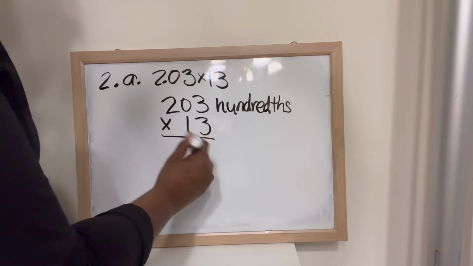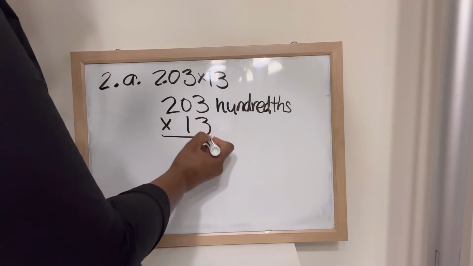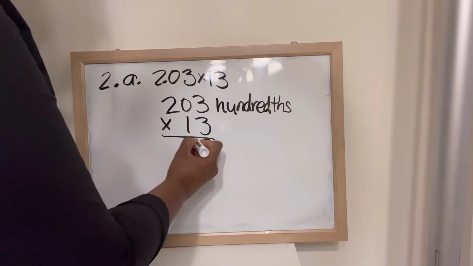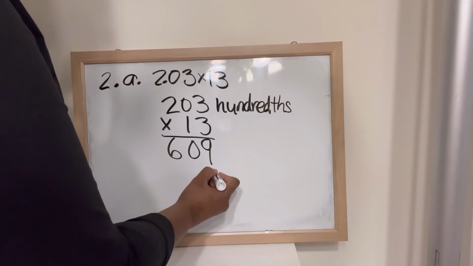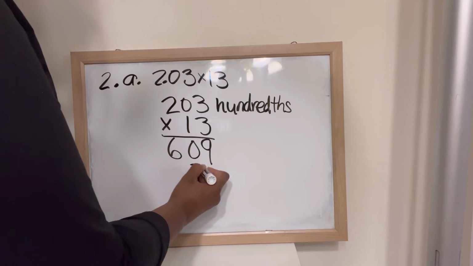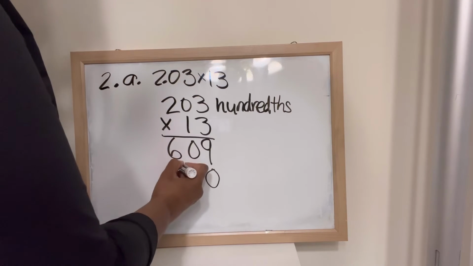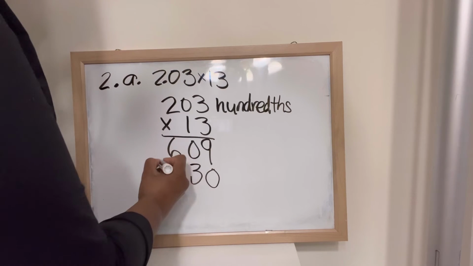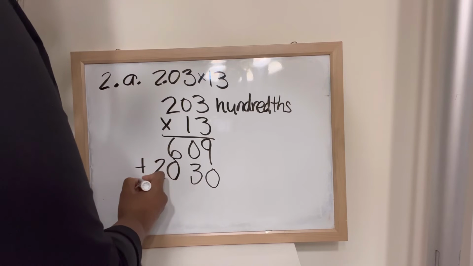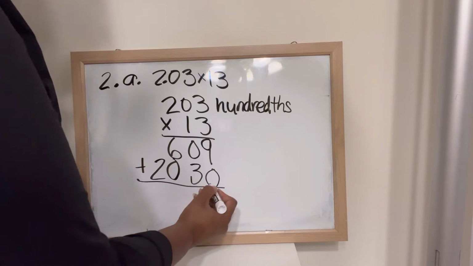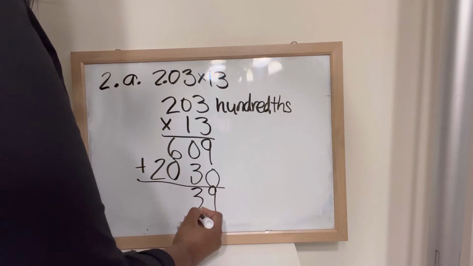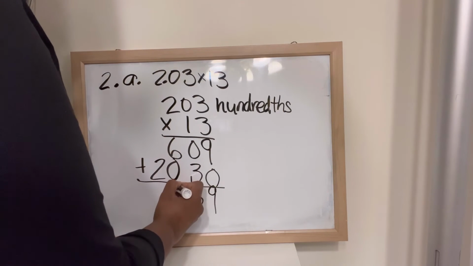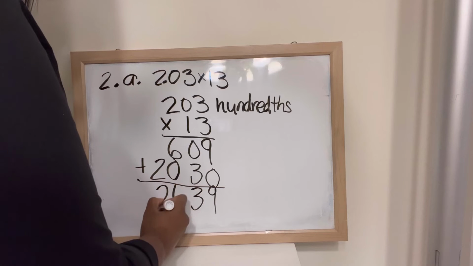So you're going to do 3 times 3 is 9. 3 times 0 is 0. 3 times 2 is 6. Insert your 0. 1 times 3 is 3. 1 times 0 is 0. 1 times 2 is 2. Add your partial products together. 9 plus 0 is 9. 0 plus 3 is 3. 6 plus 0 is 6. And just bring that 2 down.